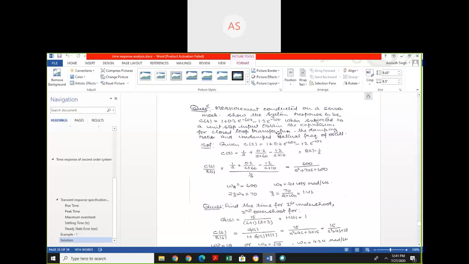R(s) is a unit step function, R(s) is 1 by s, so you first calculate the value of C(s). The value of C(s) is this, and then this is the characteristic equation. If we compare this characteristic equation with the standard one, omega n square is equal to 600 and 2 zeta omega n is equal to 70. So you can calculate the value of omega n and zeta.